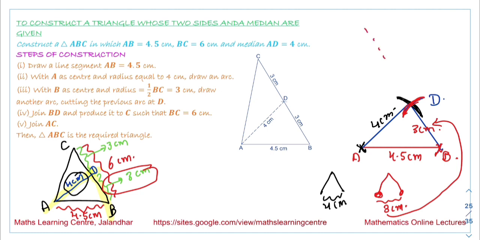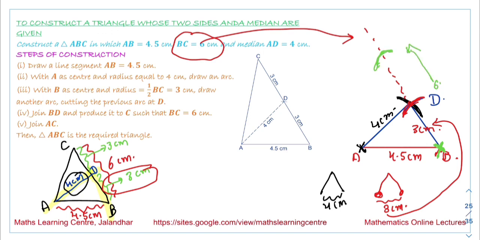Now we extend this line BD like this, and we know that this BC should be 6 centimeter. So we again keep the compass at point B, and we mark an arc over here at a distance of 6 centimeter. And this point we call point C. Now we join A and C, and we obtain this triangle ABC, that is the required triangle.